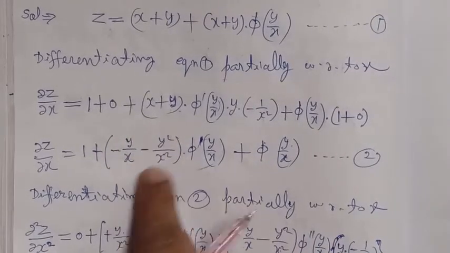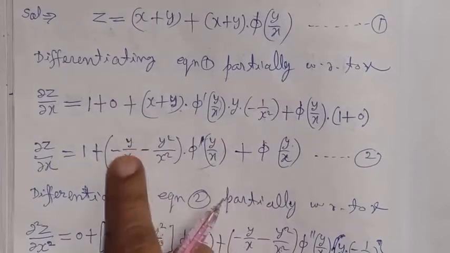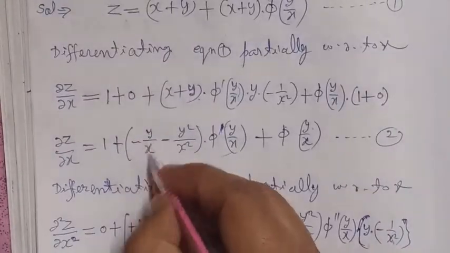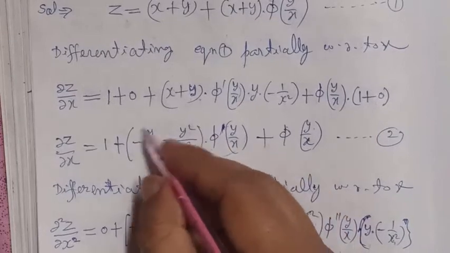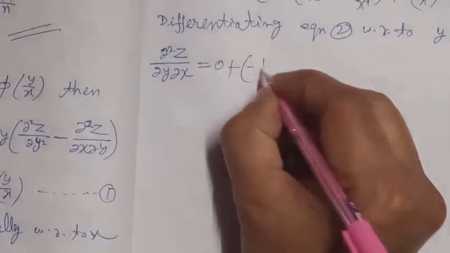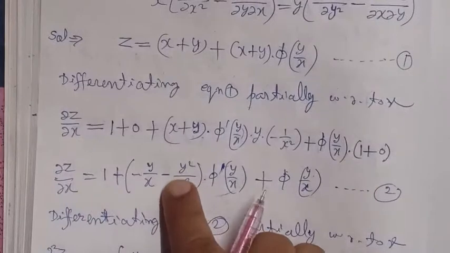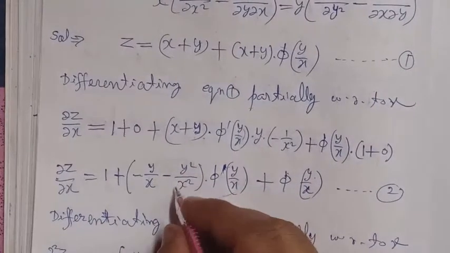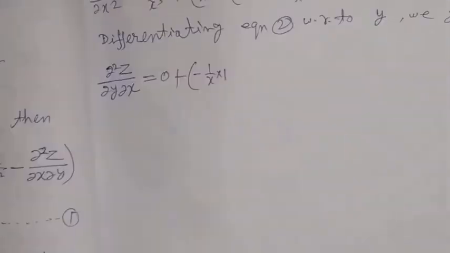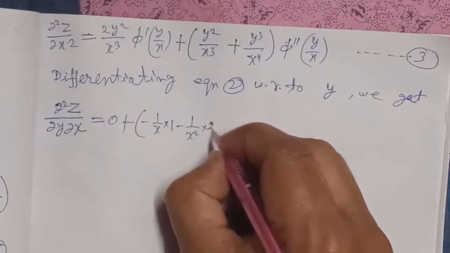First I differentiate this value and keep this value as it is. I differentiate the first function, because it consists of two terms. The first term, differentiated with respect to y: minus 1 upon x is a constant, so I write minus 1 upon x. Differentiation of y with respect to y is 1. Next, minus 1 upon x square is a constant, so I write minus 1 upon x square, and differentiate y square, which is equal to 2y.